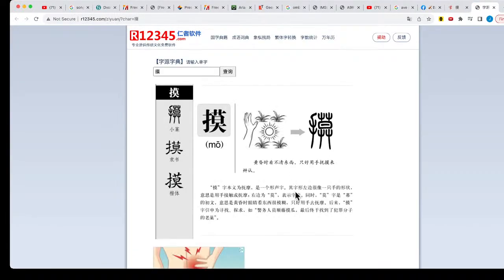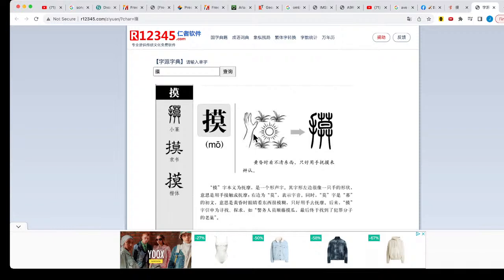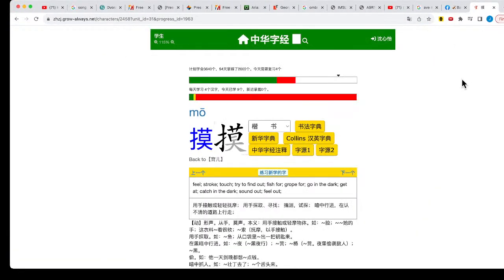Let's take a look at this character. So this one, of course, you have to use your hand to 摸, right? So on the left hand side, there's the hand. And on the right hand side is the character 莫. Of course, this represents the sound, but this 莫 is the character for dusk. So remember in the old days there were no electric lights. At dusk, when the sun goes down and it becomes dark, it becomes really difficult to see things clearly. So a lot of times you have to 摸. You have to feel things out instead of seeing them clearly. So this is 摸.